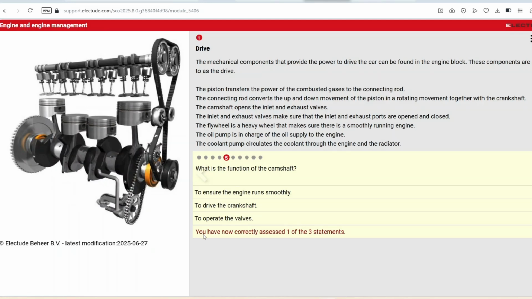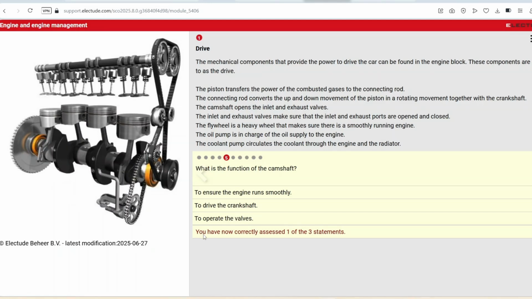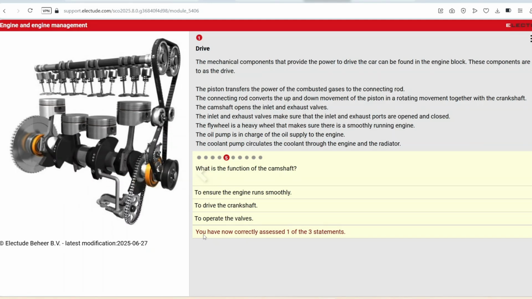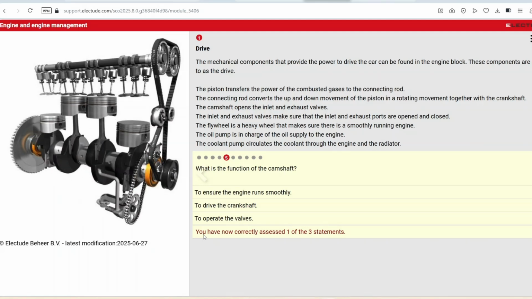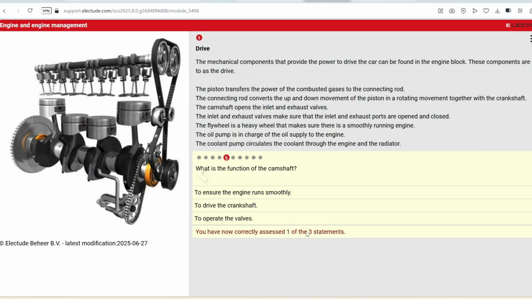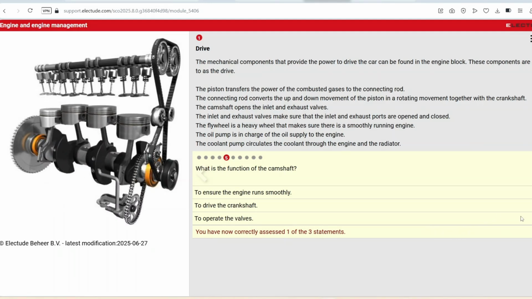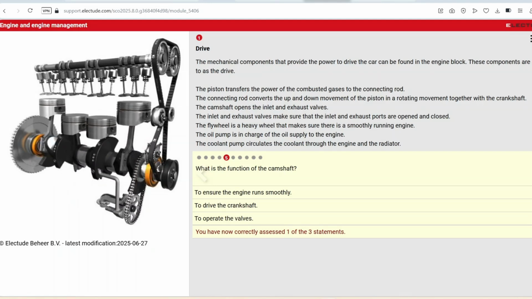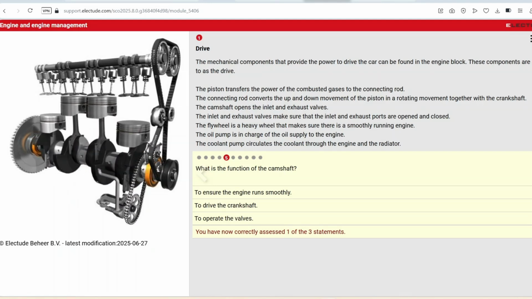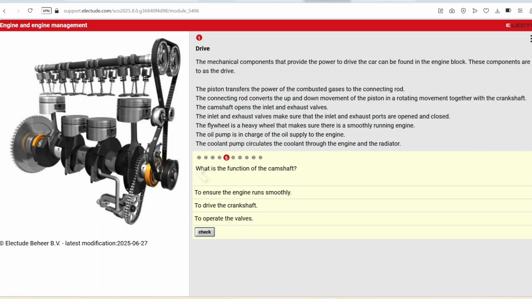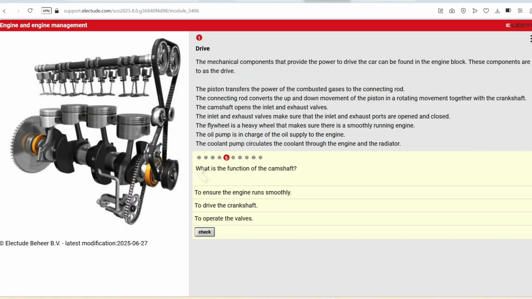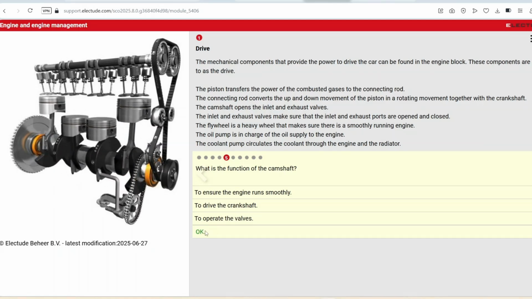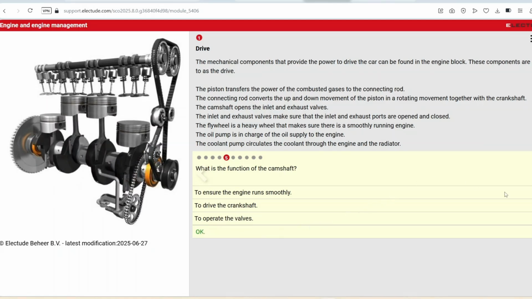Yeah, so it is saying you have correctly assessed one of the 3 statements. Now because it is saying only one of the 3 statements, and I am sure about the third answer, it means the first 2 have to be false. And let me answer that and see. So it says now okay.